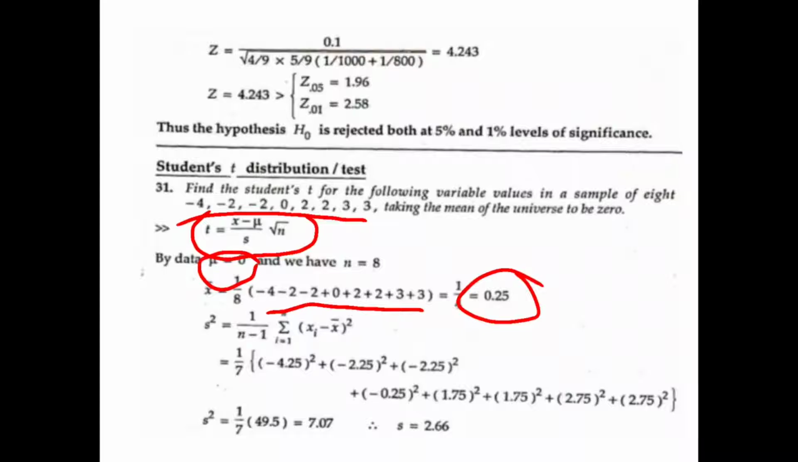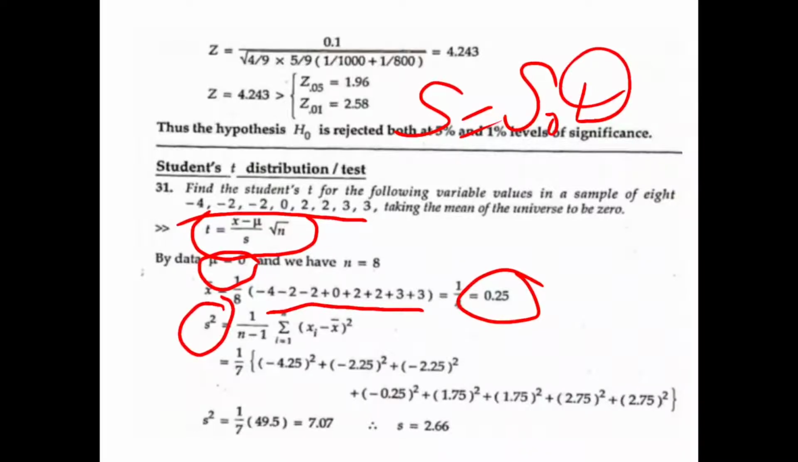Understood? Now to find s, the standard deviation of the sample. One should remember s is equal to the standard deviation of the sample. How do you find it? We don't always find standard deviation directly. Instead, we find s square, that is the variance, first, and then take the square root of the variance to get the standard deviation. What is the formula for finding the variance? Whatever you have used in your statistical methods, the same formula holds good here.